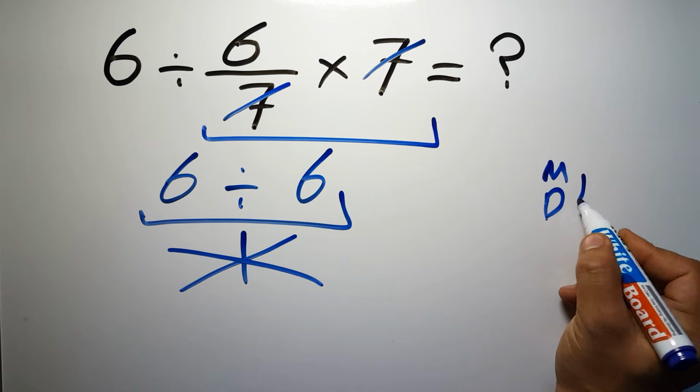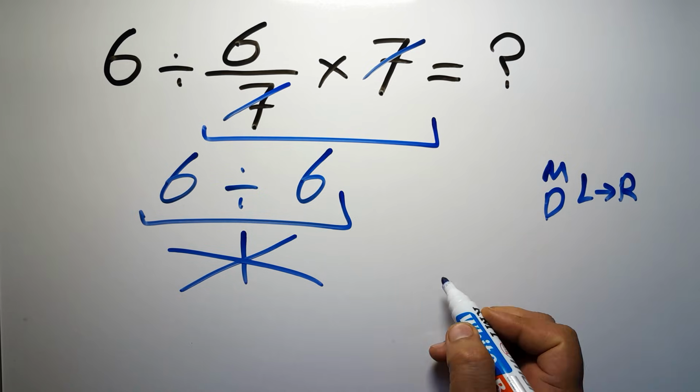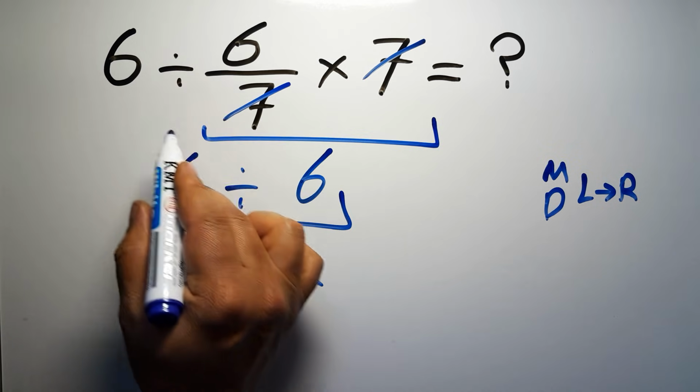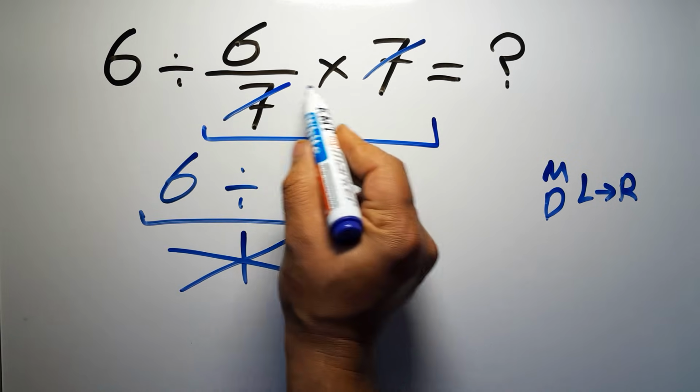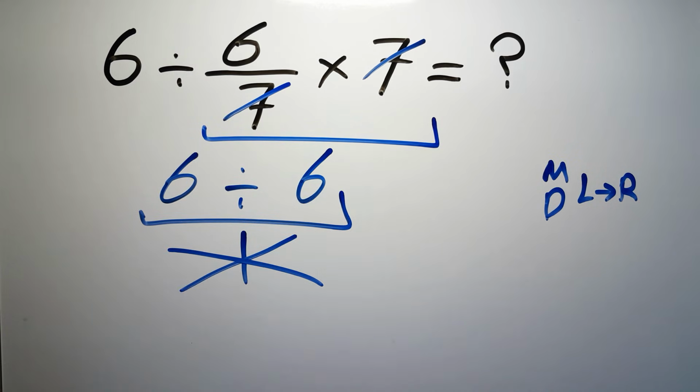But this answer is not correct, because according to the rule of operations, multiplication and division have equal priority and we have to work from left to right. So here first we have to do this division, then this multiplication. If we do this multiplication before this division, it is wrong.